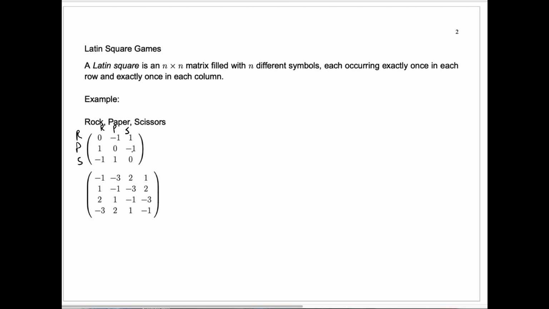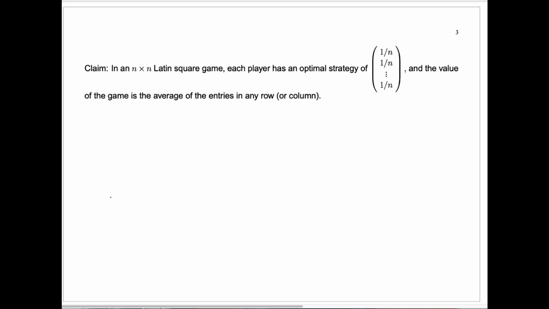Here's an example of a bigger Latin square, a 4 by 4 example, where we use the numbers -1, 1, 2, and -3. You'll see that every row has these 4 numbers, and every column has these exact same 4 numbers. Now, is it easy to solve? Well, we've already seen how to solve the rock, paper, scissors one, and you might guess that it's similarly easy to solve this one. There's a simple claim that will let us solve Latin square games.